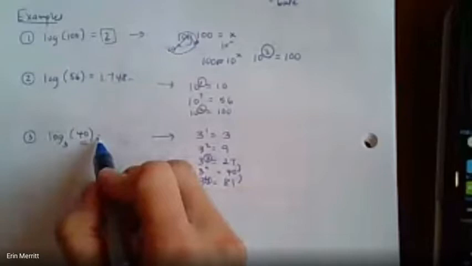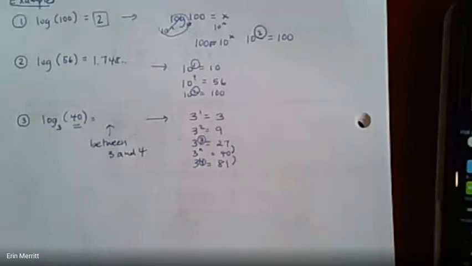Right? So if we had to make a guesstimate, probably a little closer to 3 than the 4, because 40 is closer to 27 than it is to 81. So I would say that this is somewhere between 3 and 4. And now, how do we actually do it?